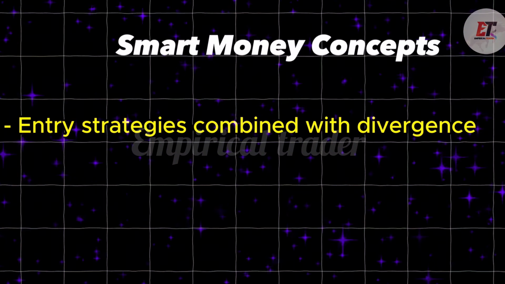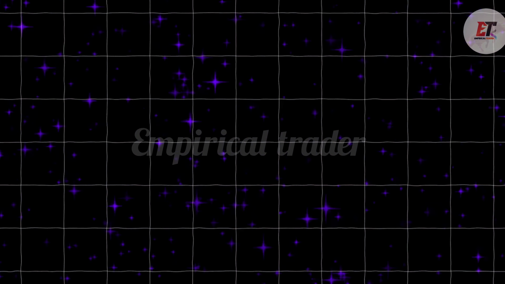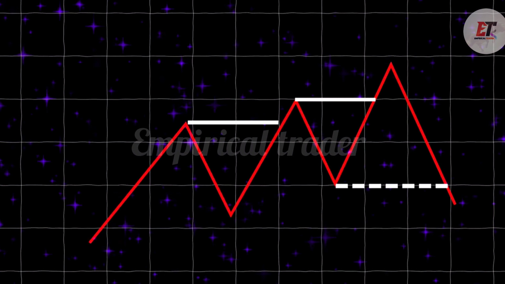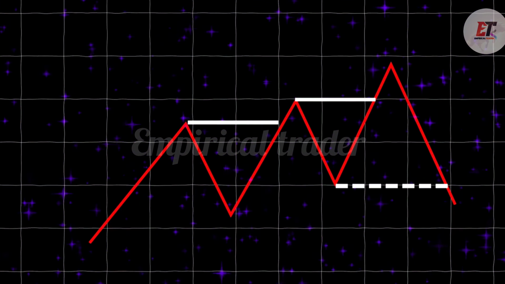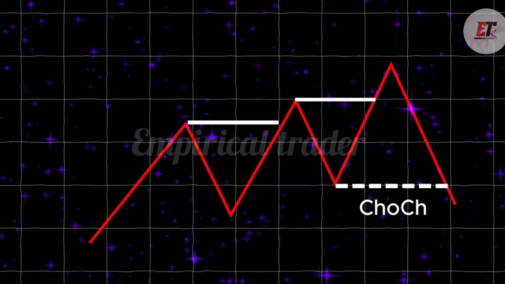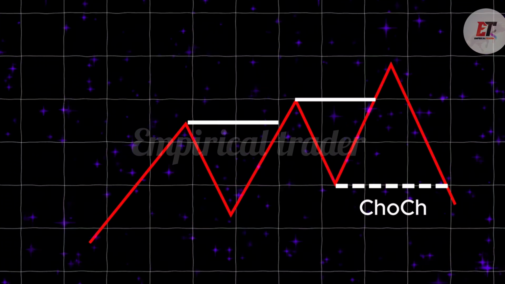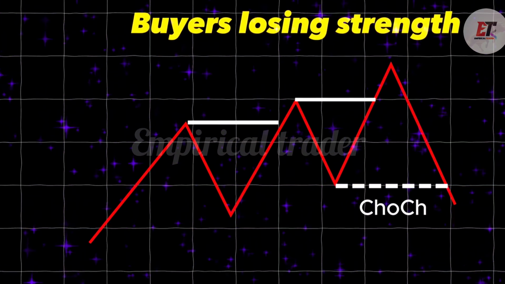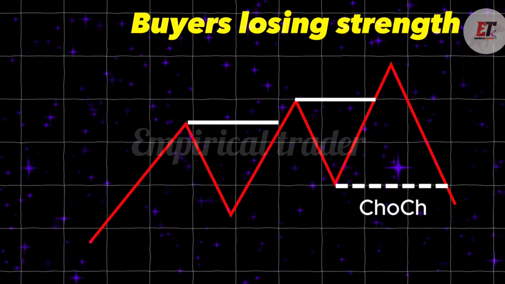One smart money concept we can use is the change of character. In a bullish market with continuous breaks of structure, once the price breaks and closes below the last lower low, we call it a change of character, indicating a very strong potential reversal. The change of character happens because buyers are losing strength and the control goes to the seller.